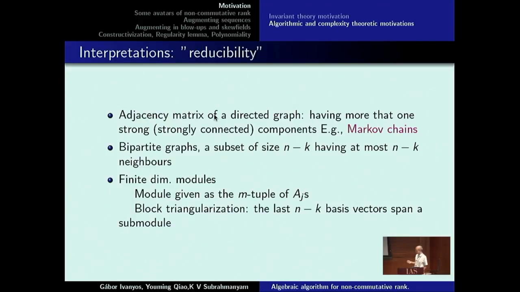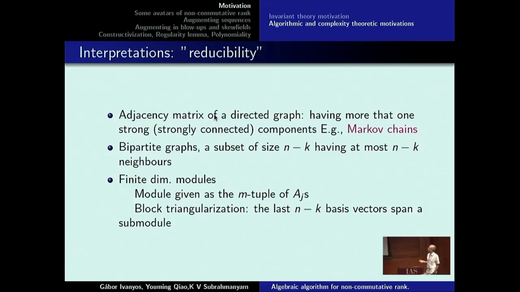One would be interested in this because it offers a natural notion of reducibility. For example, if one is presented with a Markov chain and one can block triangularize it, then it is not an irreducible Markov chain. There is another subchain which is also Markov. One would also be interested in it in graph theory, because it gives us algorithms for calculating strongly connected components and things like that. And this is something that Gabor will mention in his talk.